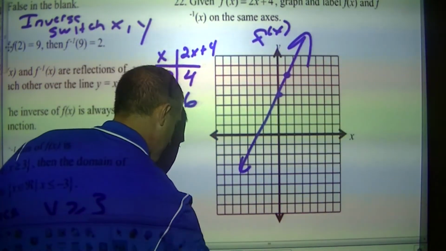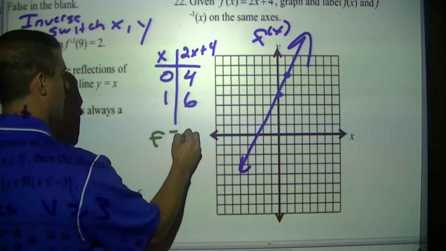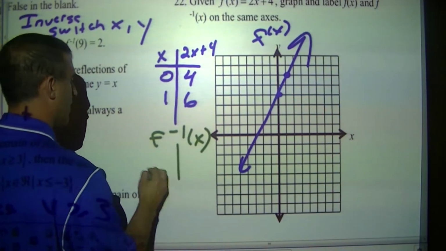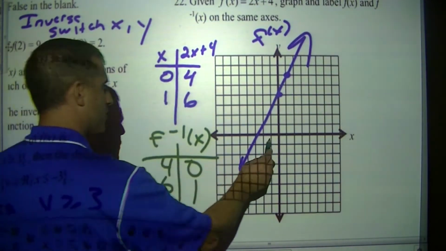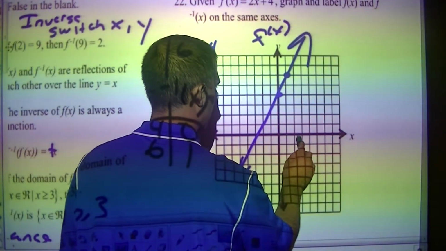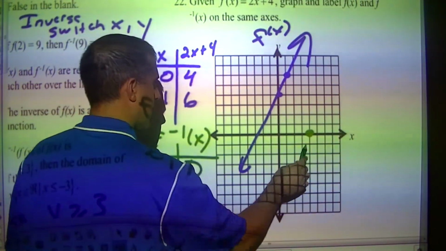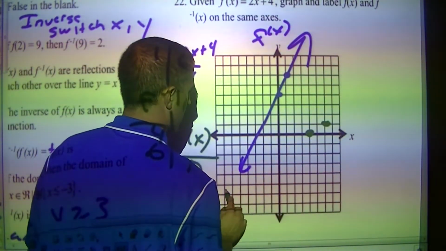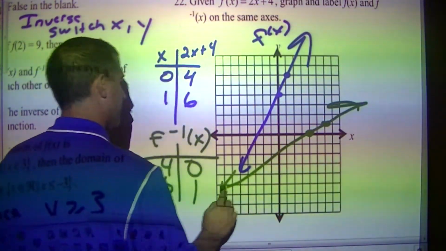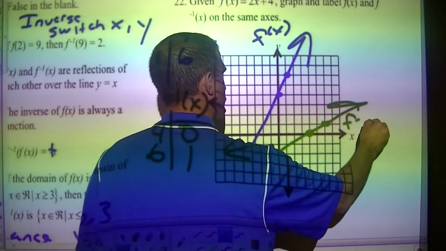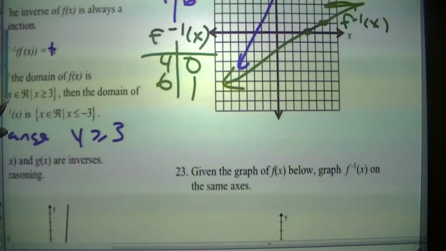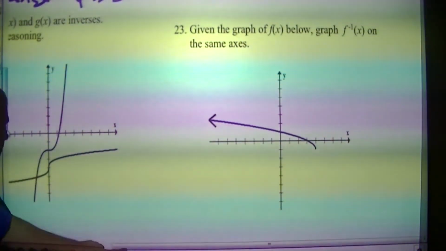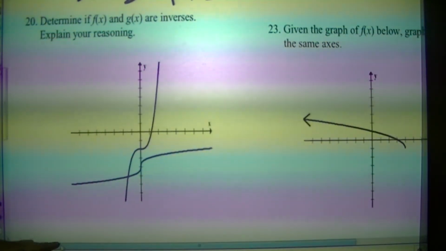Okay, so this is f of x. Now to get the inverse, all you have to do is switch around your x and y values. So 4 over, 0 up; 6 over, 1 up. All right, here's what I got for that. So here's my inverse. So to get the inverse from one to the other, all you're doing is switching x and y.